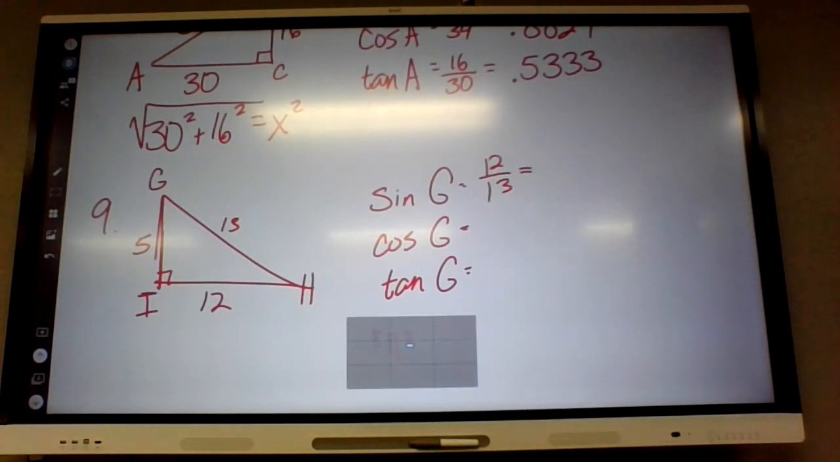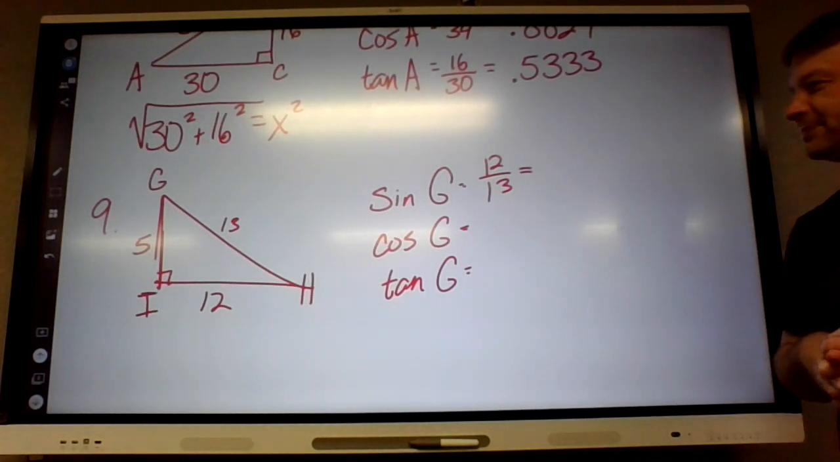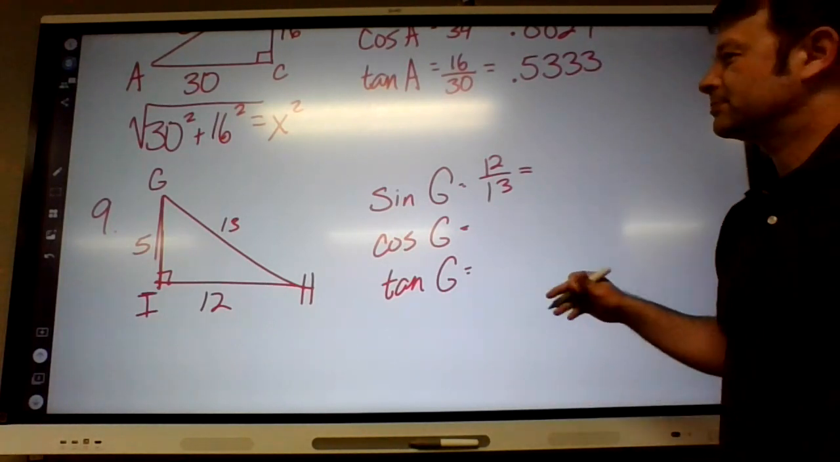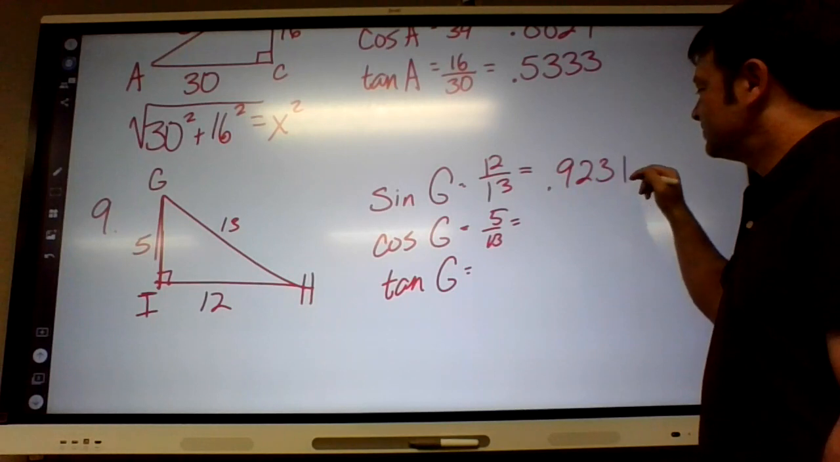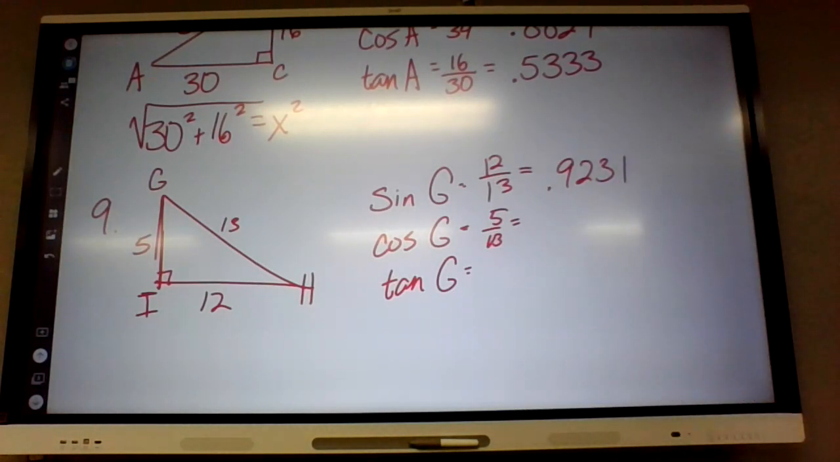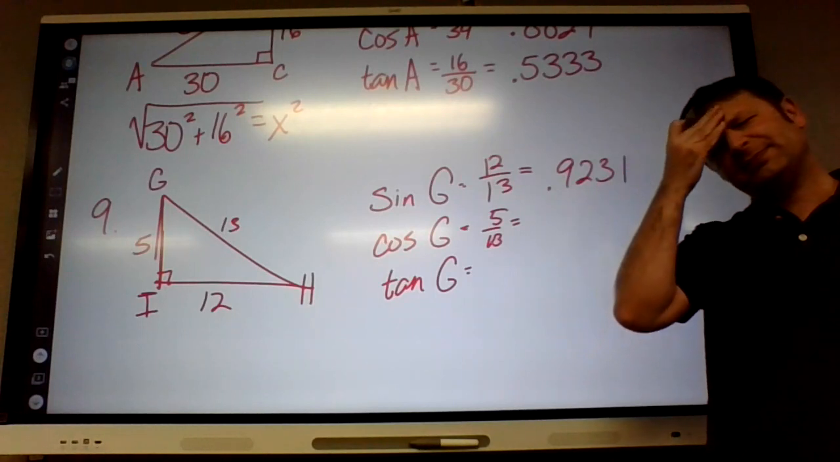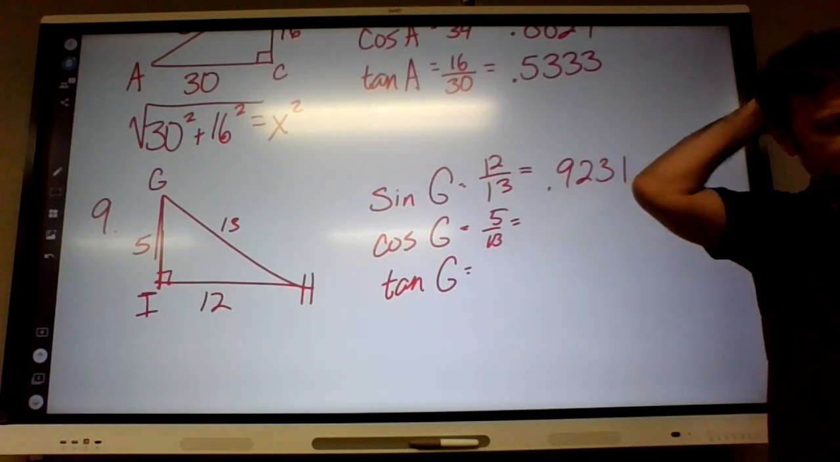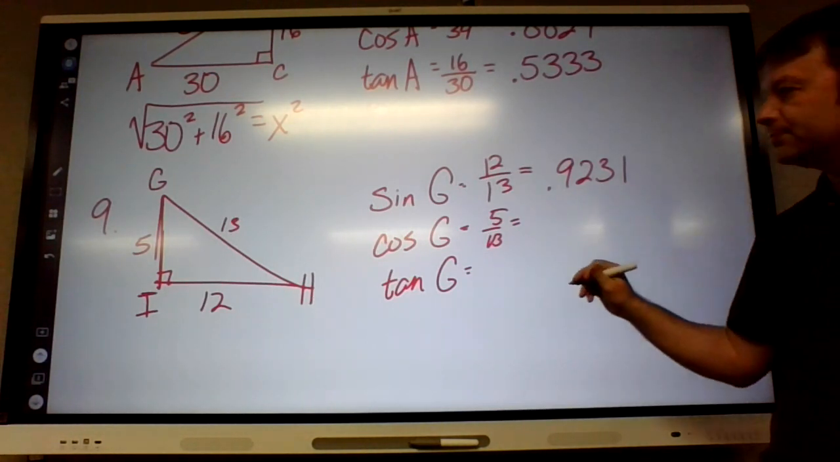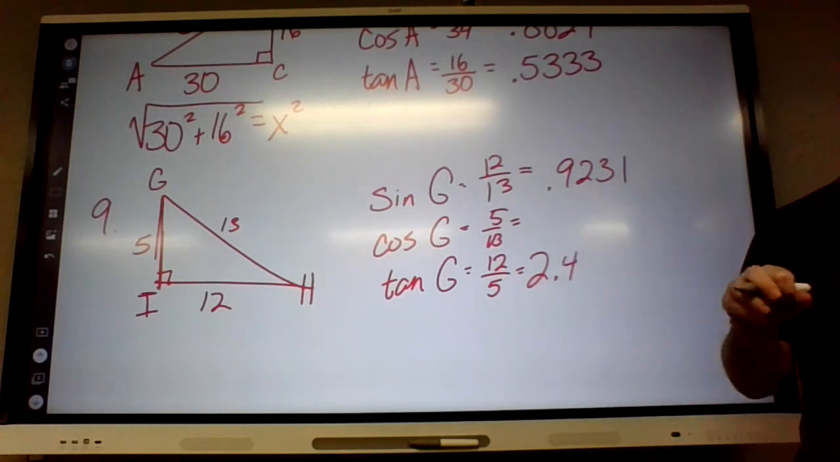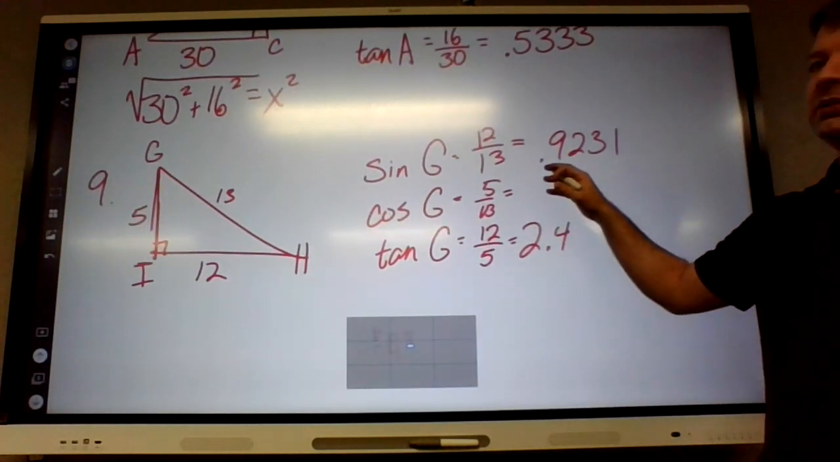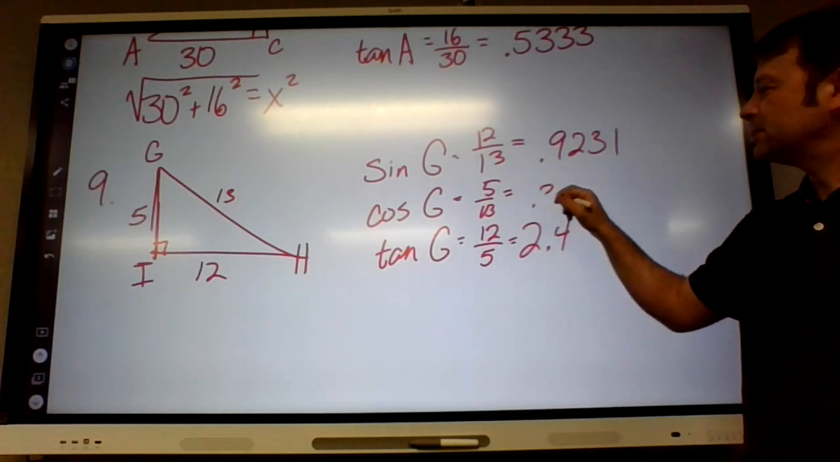What's cosine of G? Hurry up. Adjacent over hypotenuse. Yep. All right, what'd you get, Corey? 0.9231. Okay. Timmy, do you know what tangent's supposed to tell us? I wrote the notes down. Opposite over adjacent. Do you know what opposite of G is? Opposite of G would be 12. And adjacent is 5. 12 divided by 5 comes out to 2.4. Hey, the decimal on the G is 0.3846.